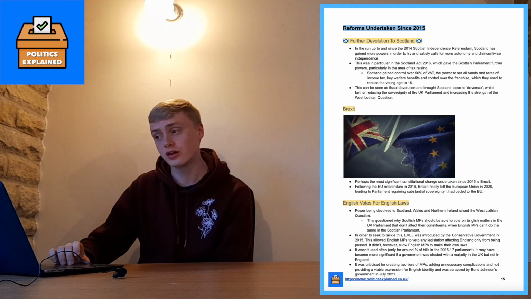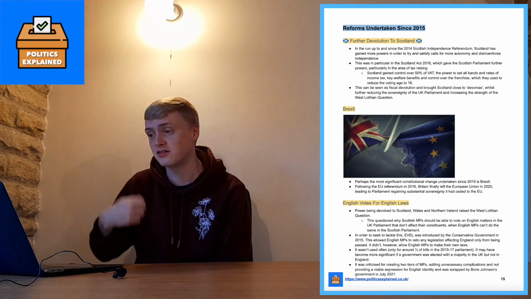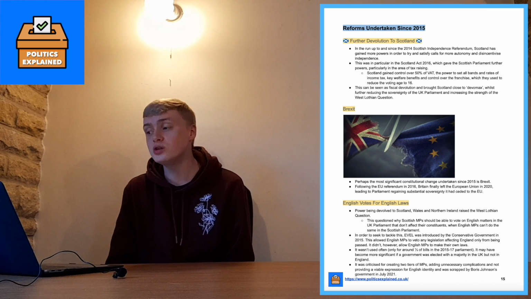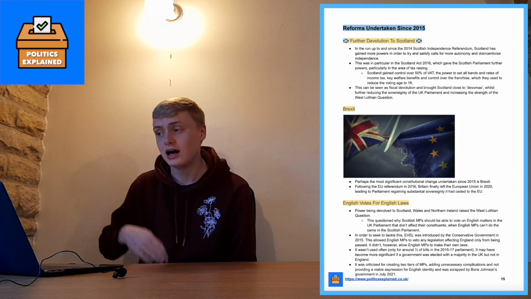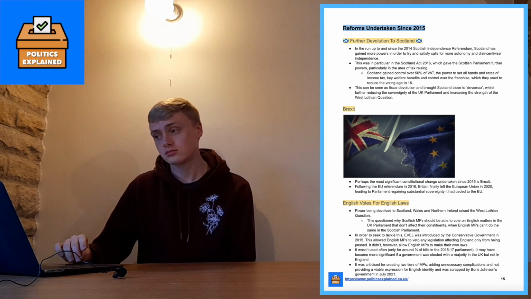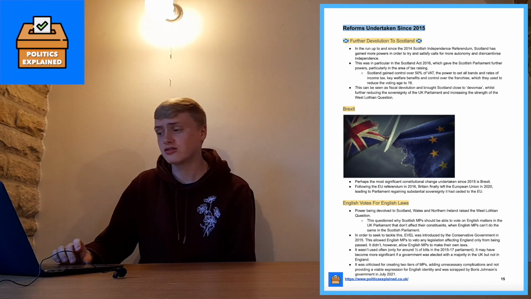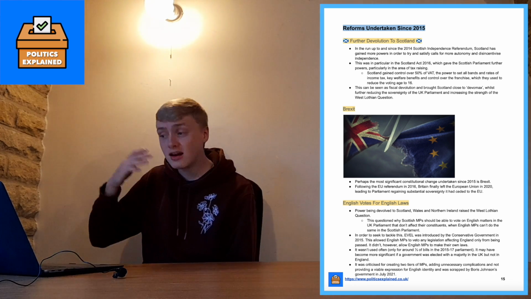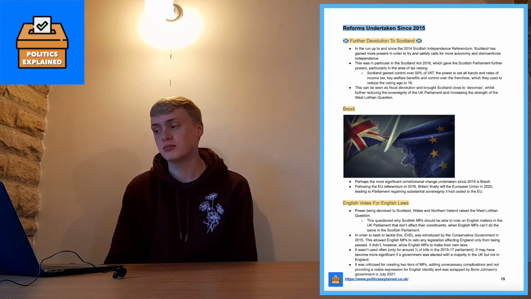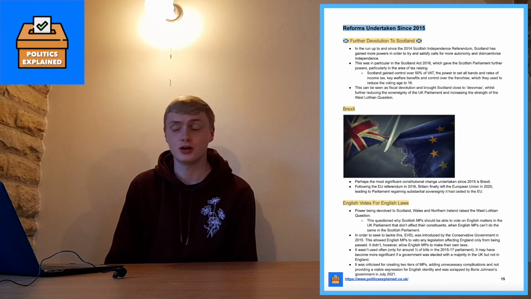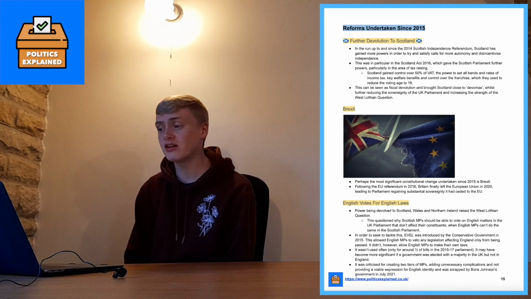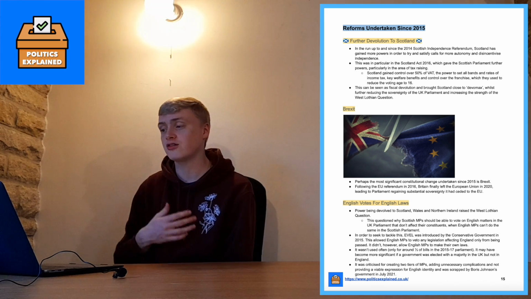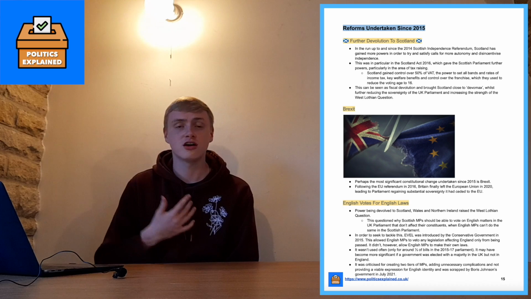And in order to seek to tackle this, EVEL was introduced by the Conservative government in 2015. This allowed English MPs to veto any legislation affecting only England from being passed. It didn't, however, allow English MPs to make their own laws. It wasn't used often, around a third of bills in the 2015 to 2017 Parliament, but it may have become more significant if a government was elected with a majority in the UK, but not in England. It was criticised for creating two tiers of MPs, adding unnecessary complications and not providing a viable expression for English identity, and was scrapped by Boris Johnson's government in July 2020.